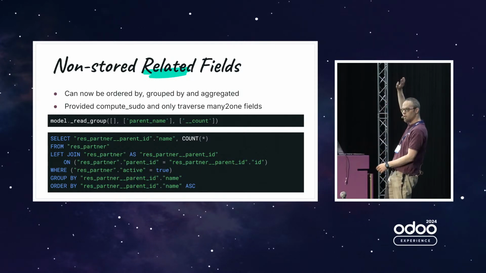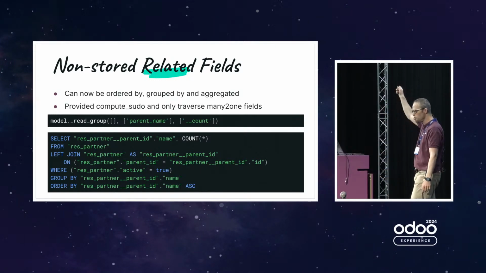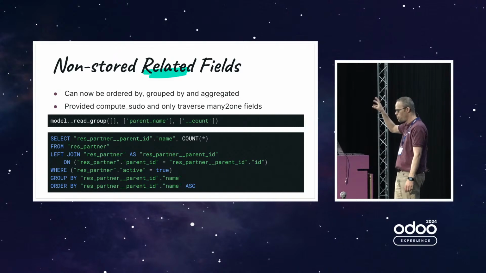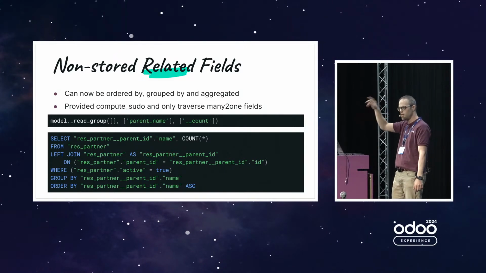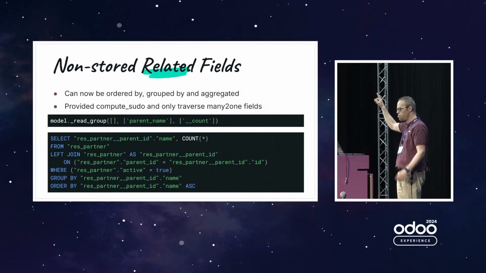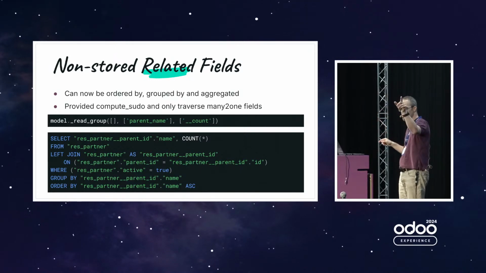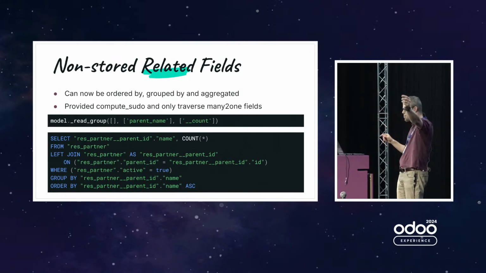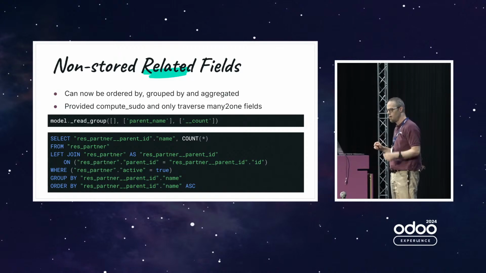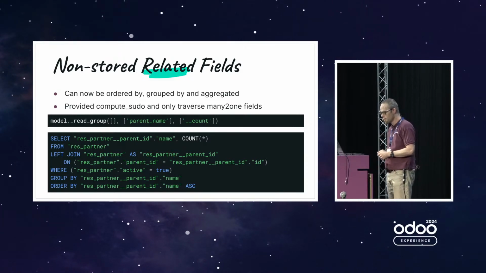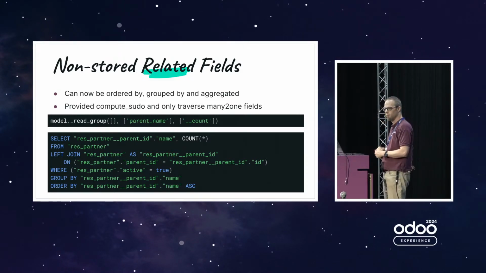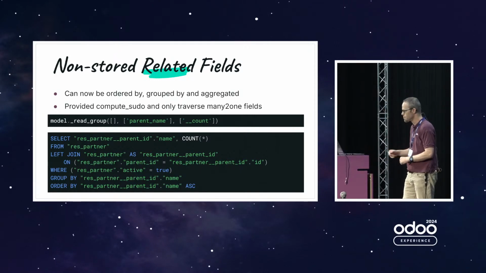And this is what it looks like. Essentially, you've got the join for partner name. It's a related field, so you join by essentially traversing the partner ID relation, and then get the name on the partner, parent ID here, alias. Okay.